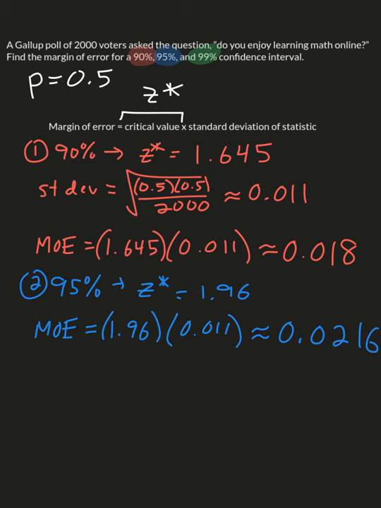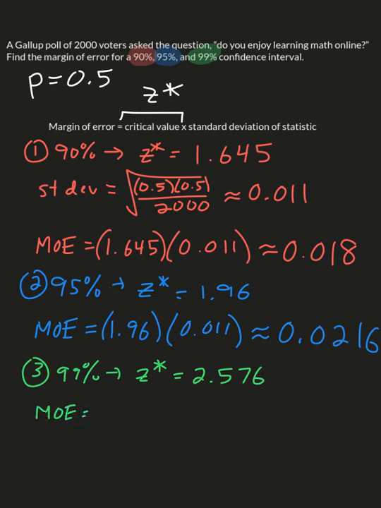For 99%, we can figure out that our z star is 2.576, so I'm just going to jot that down. We're working at 99% confidence here. So this is going to end up giving us the widest margin of error, or the largest margin of error, because we really want to make sure that we're capturing that true proportion.